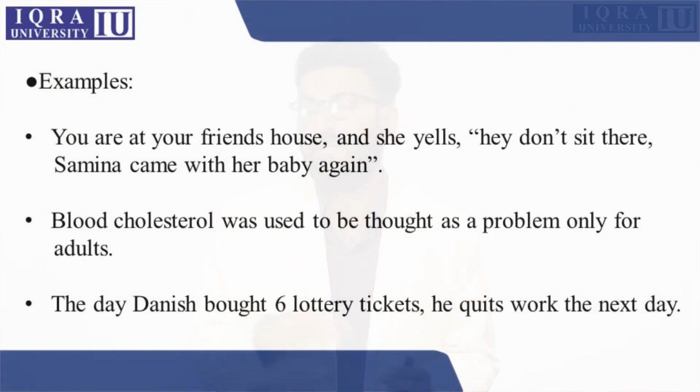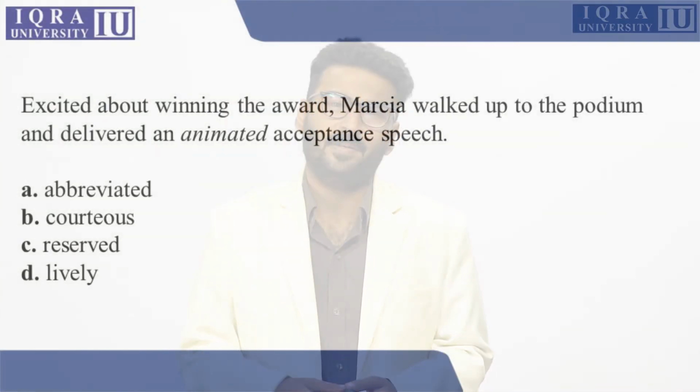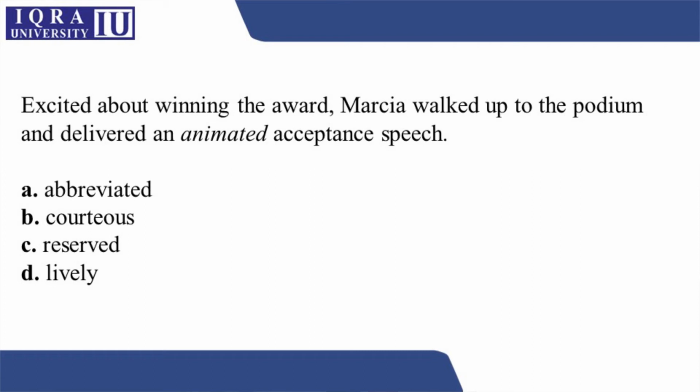The day Danish bought 6 lottery tickets, he quit work the next day. Now you need to understand why. "Excited about winning the award, Marcia walked up to the podium and delivered an animated acceptance speech." Options: abbreviated, courteous, reserved, lively. So you need to understand the context. Sometimes you have to understand the context and then you can infer the meaning.